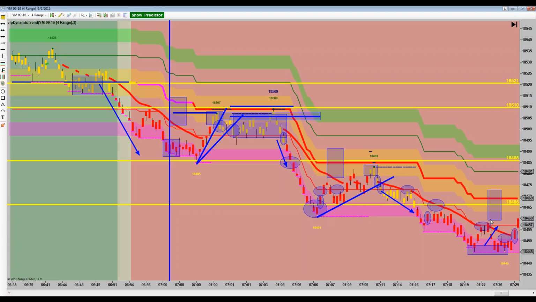Top of the box, bar close, fade the mid-band with a tight stop. Okay, good, good. All right, so what this is telling me is that you're already thinking through how you're going to get in. See, this is really important.